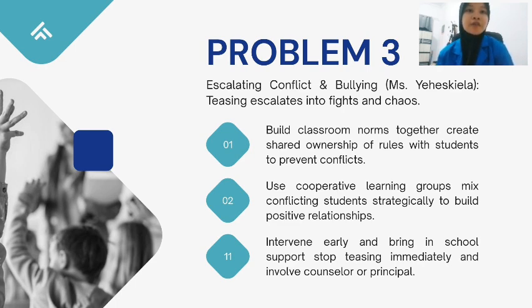When they're part of creating the rules, they're much more likely to follow them. Second, use cooperative learning. Pair students who tend to clash, give them tasks they can only complete by working together, and over time, they start seeing each other differently. Third, and this is important, intervene early.